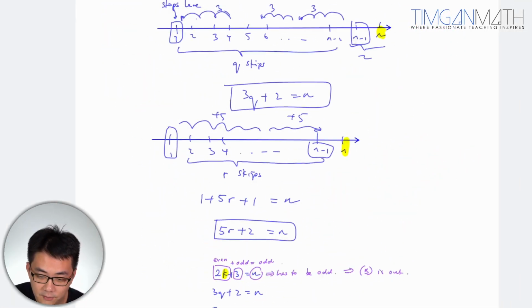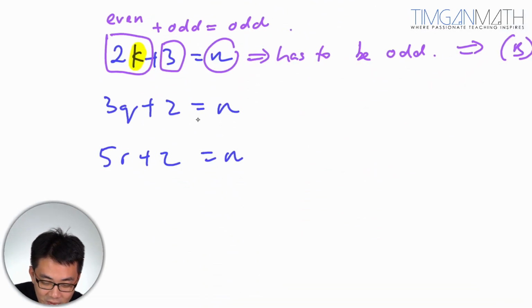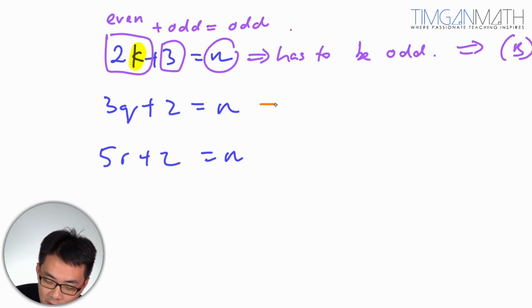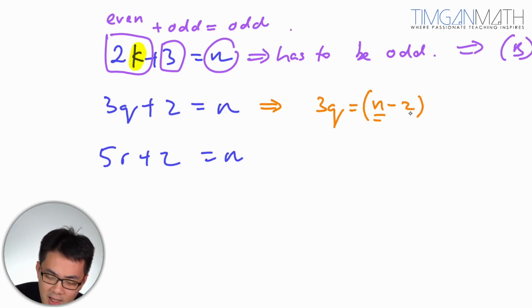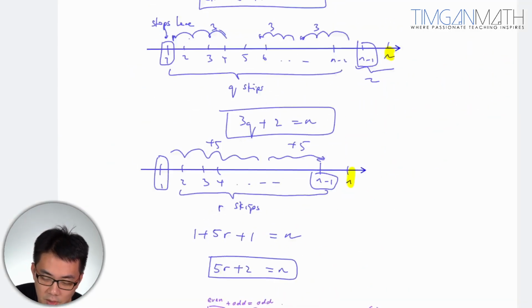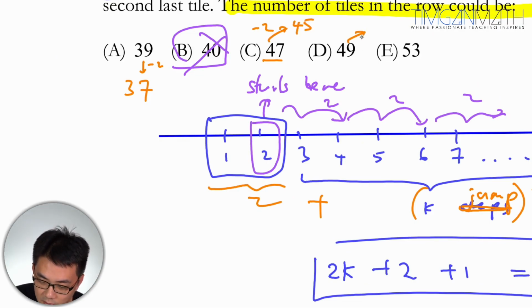Then you look at the second one, which is 3q plus 2 equals n. How do we do this? We can rewrite this as 3q equals n minus 2. What does this mean? If you take n minus 2, it has to be a multiple of 3. That is important. So if we minus 2: 39 minus 2 is 37, 47 minus 2 is 45, 49 minus 2 is 47, and 53 minus 2 is 51.